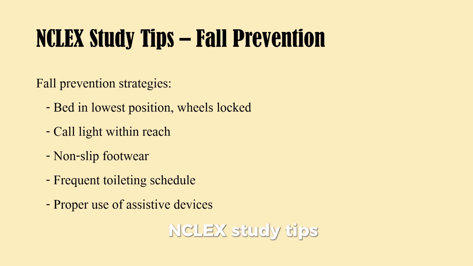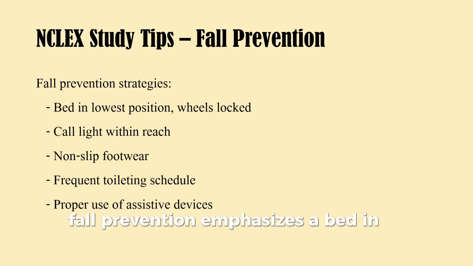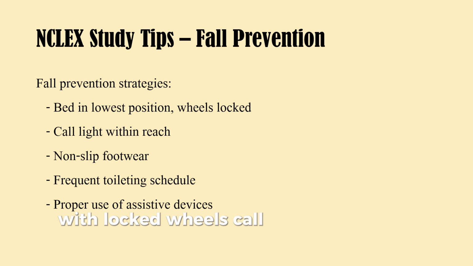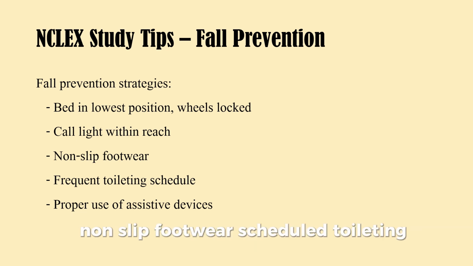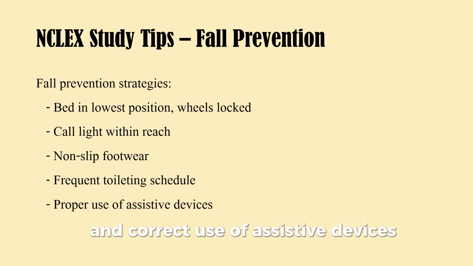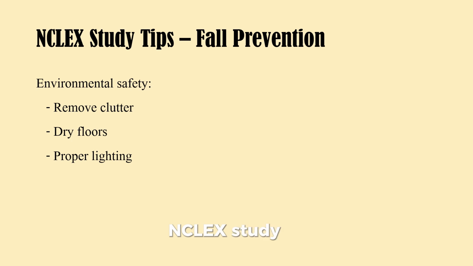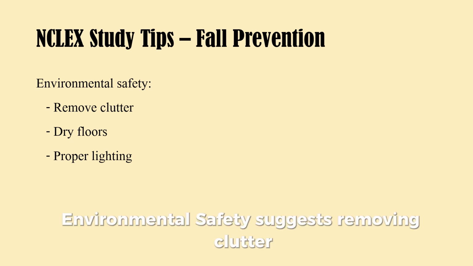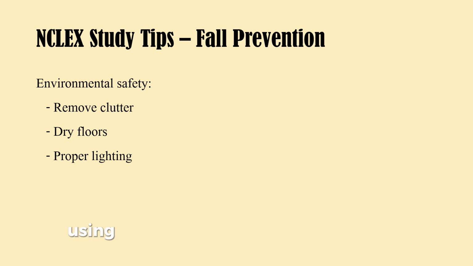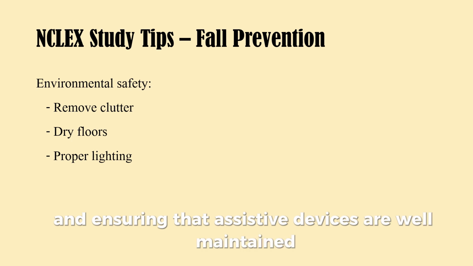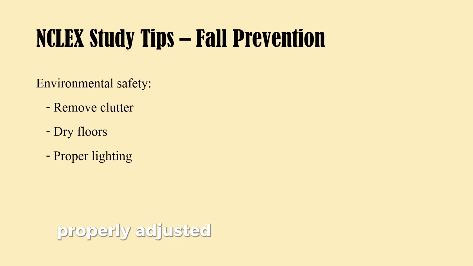NCLEX study tips. Fall prevention emphasizes a bed in the lowest position with locked wheels, call lights within easy reach, non-slip footwear, scheduled toileting, and correct use of assistive devices. NCLEX study tips. Environmental safety suggests removing clutter, keeping floors dry, using sufficient lighting and night lights, and ensuring that assistive devices are well maintained, properly adjusted, and always within reach.